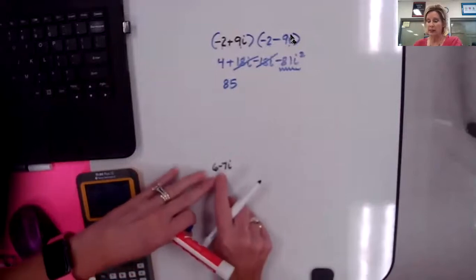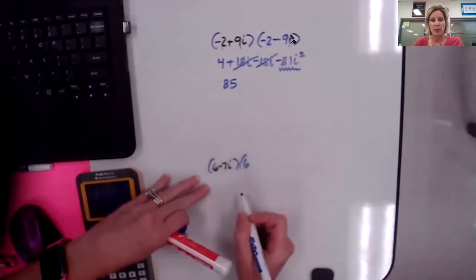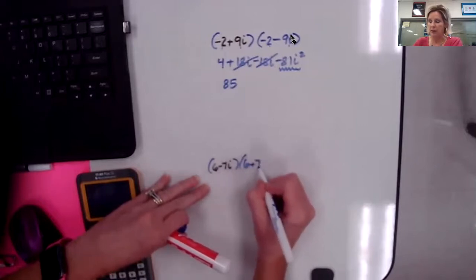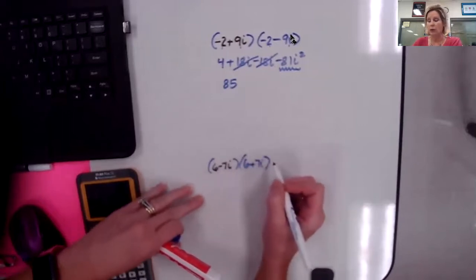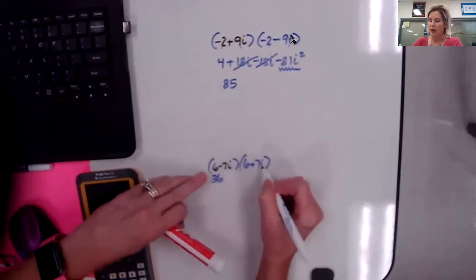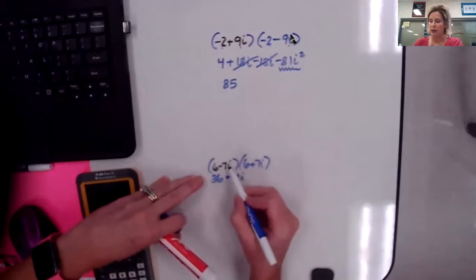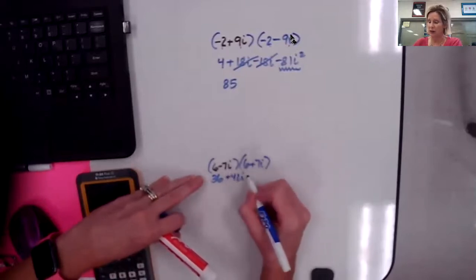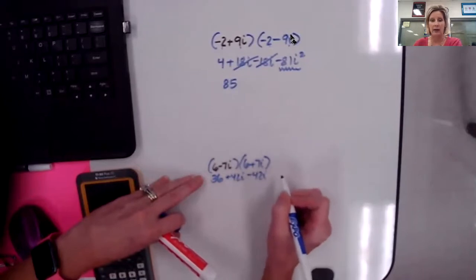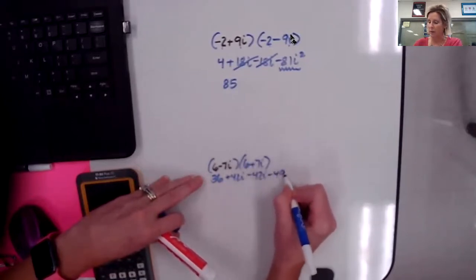So if you have 6 minus 7i, its conjugate is 6 plus 7i; you go from negative 7i to positive 7i. And again, when you FOIL, first is 36. Outer is 6 times positive 7, which is positive 42i. Inner is 6 times negative 7, which is negative 42i. Last is negative 49i squared.